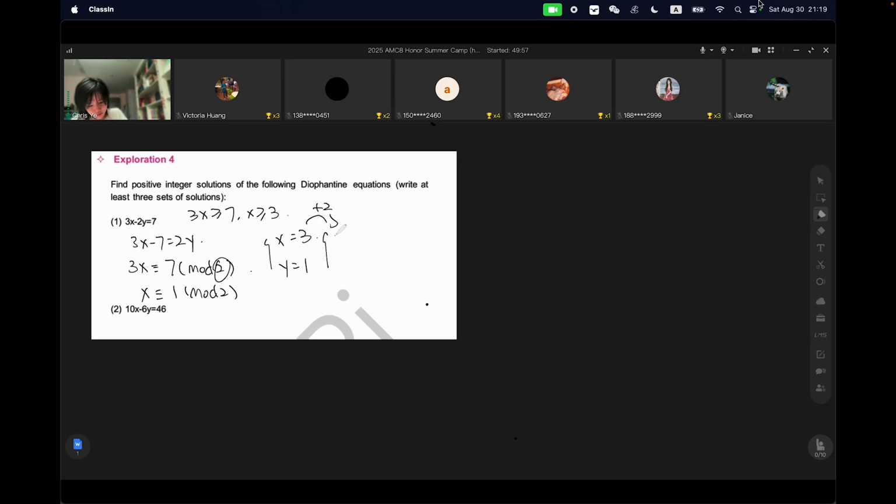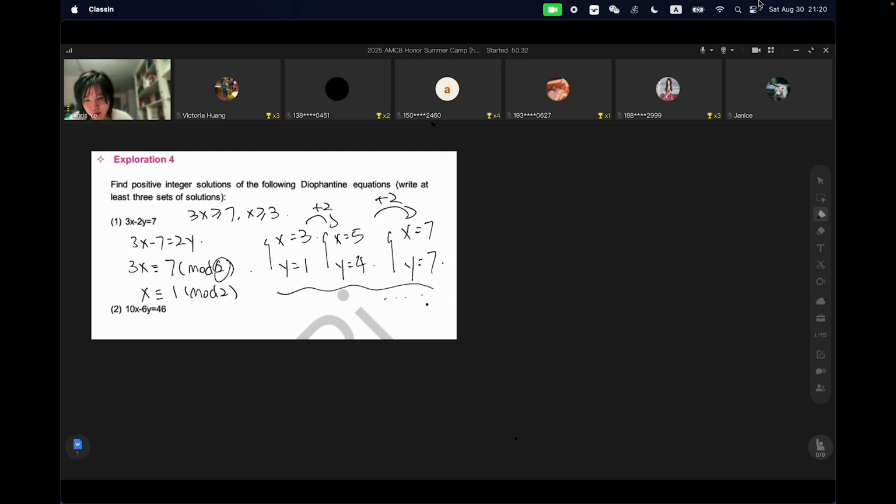So therefore, we have x equals 5, and in this case, y would be equal to 4, and x equal to 7 plus 2 again, and y equals 7. And so on. There are probably going to be infinite solutions, but the problem is that we need to write at least 3 sets of solutions, and these are 3 sets. Are there any questions for this problem? If not, then let's try out the next one.